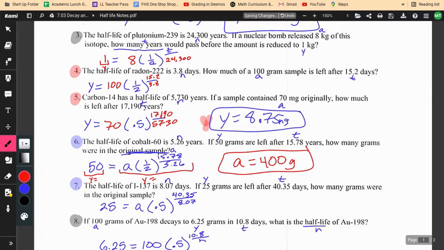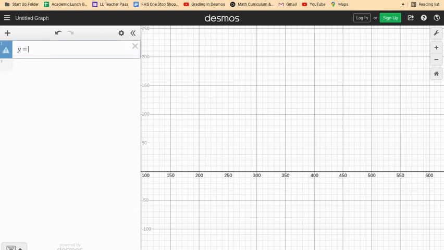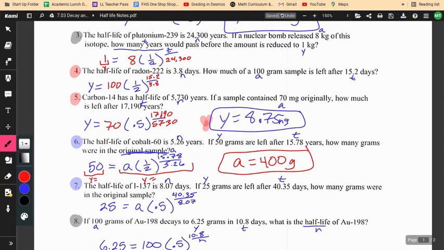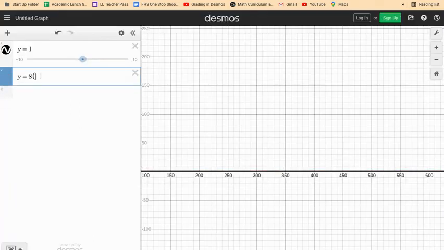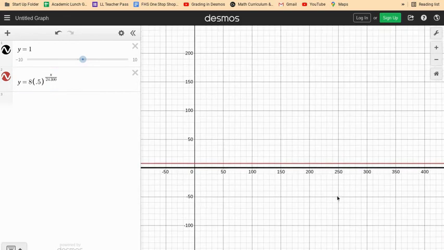So y equals 1. Okay, y equals 1. And then this entire side, y equals 8 times 0.5 raised to the power of, it was t or x divided by 24,300. Okay, and so that graphed. If it didn't graph because you had a t, then go ahead and put an x. Okay, and then here's my problem.